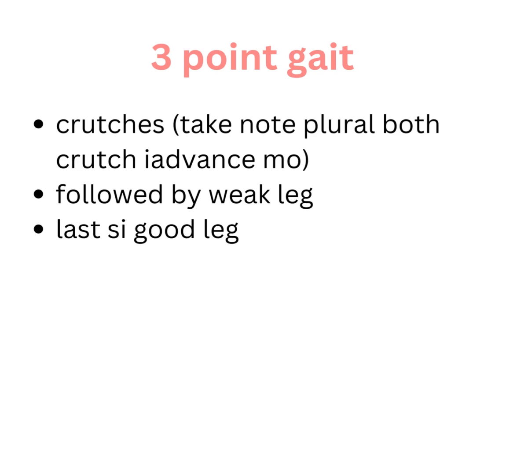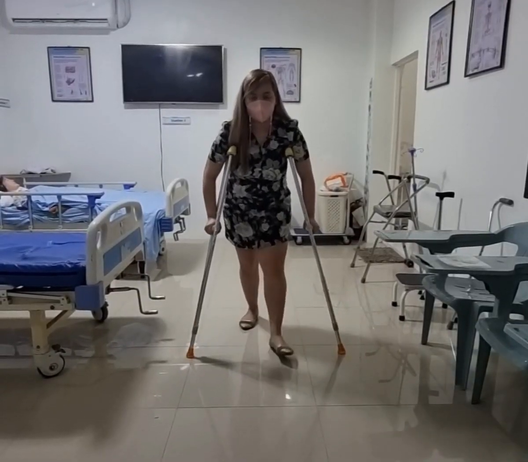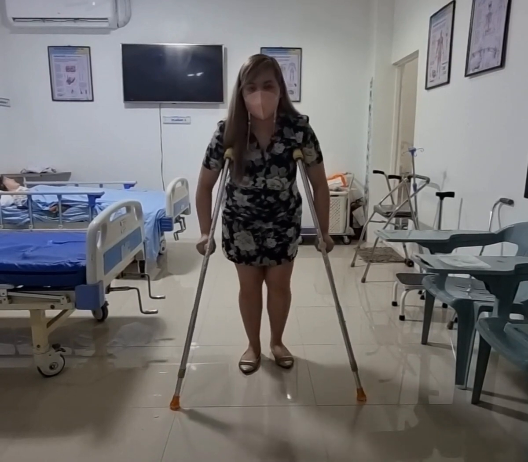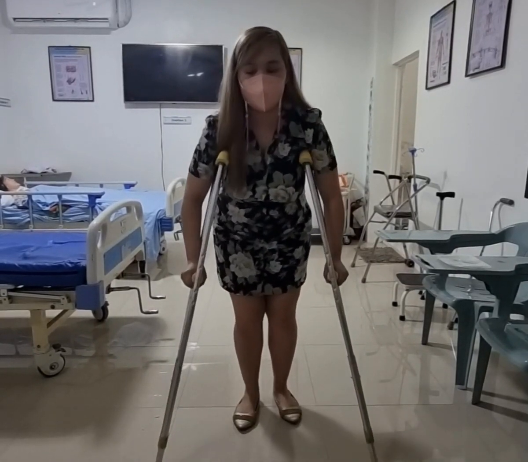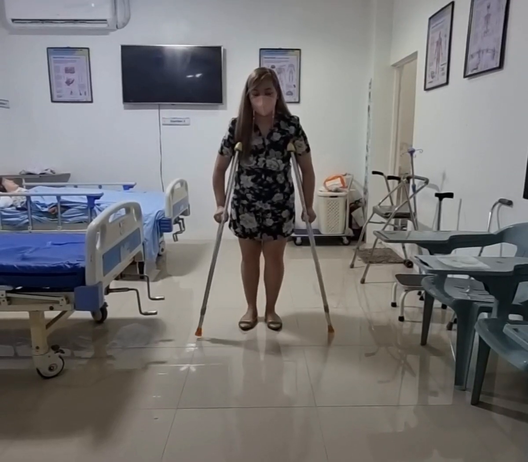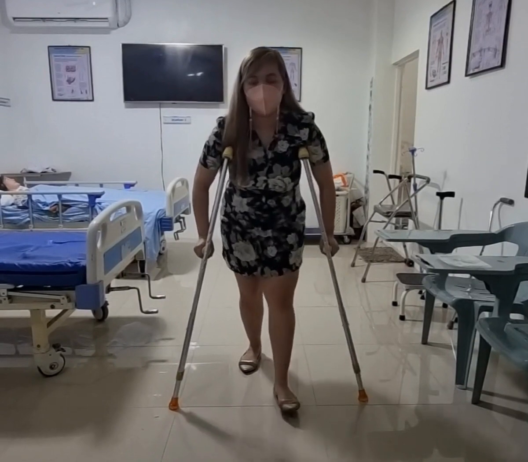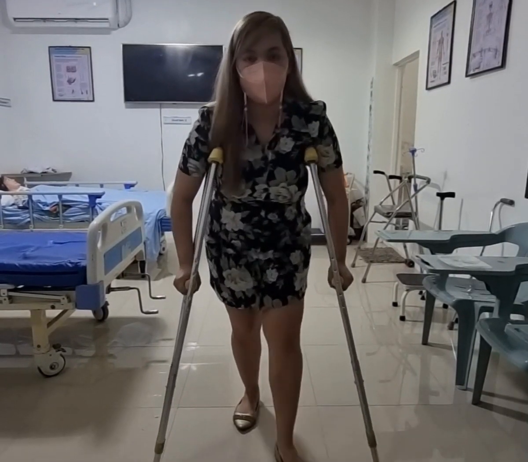3-point gait naman, i-advance mo muna yung crutches. So take note, plural po ito, dalawang crutch po yung i-advance mo. Followed by weak leg, and then lastly, good leg. Panoorin natin. Crutches, weak leg, good leg. So, sa case na yan, ang weak side ko or ang weak leg is the left side nung nasa video.